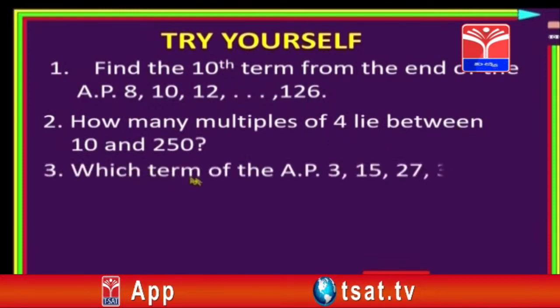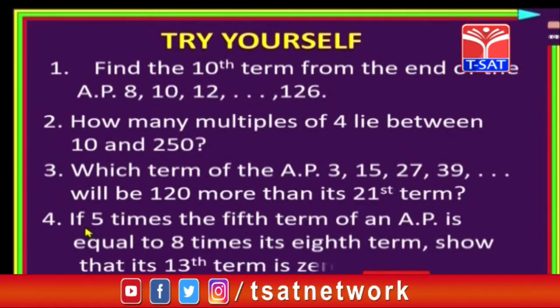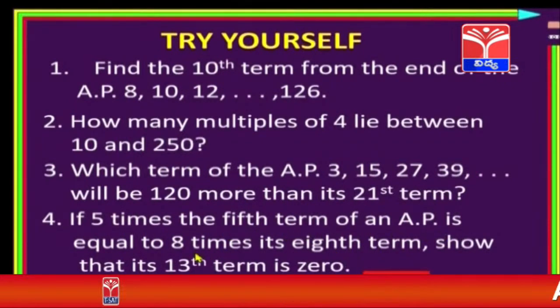Next, the third question: which term of the AP will be 120 more than its 21st term? An interesting problem: if 5 times the 5th term of an AP is equal to 8 times its 8th term, show that its 13th term is 0. So these are some problems based on the nth term concept.